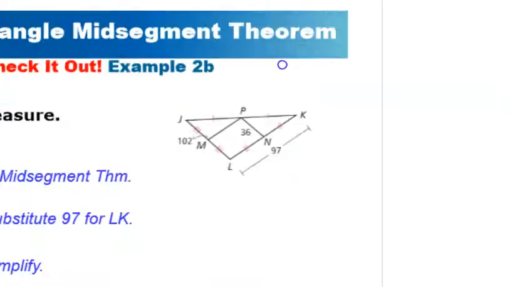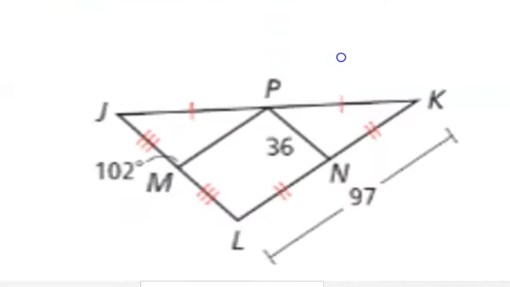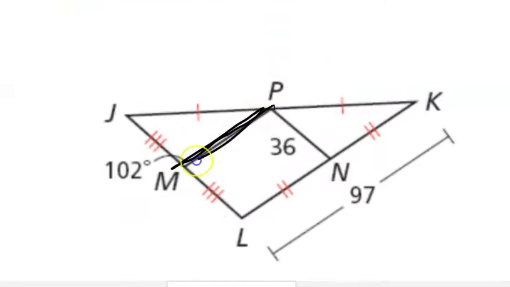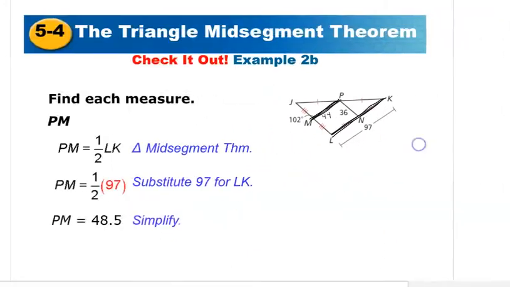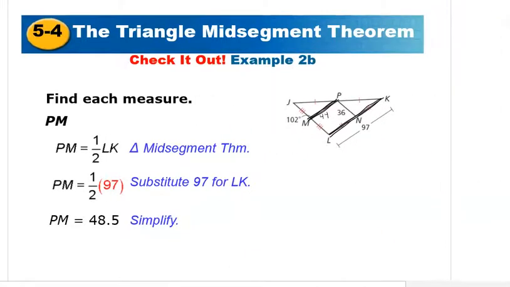That's all we did. Now let's find PM. So we got PM right here. Look across from it, we have 97, so we're going to cut that in half. So we get, what do we get, 44? Oh, 48.5. Party foul. No, that's definitely not going to be 44. So 48.5. You just divide the 97 in half.